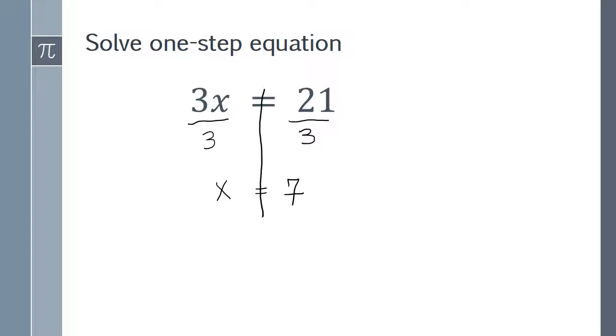This is an equation. Whatever you do to one side, you have to do to the other side of the equation, across the line over the equal sign. So if I divide one side by 3, that means I need to divide the other side by 3 as well.